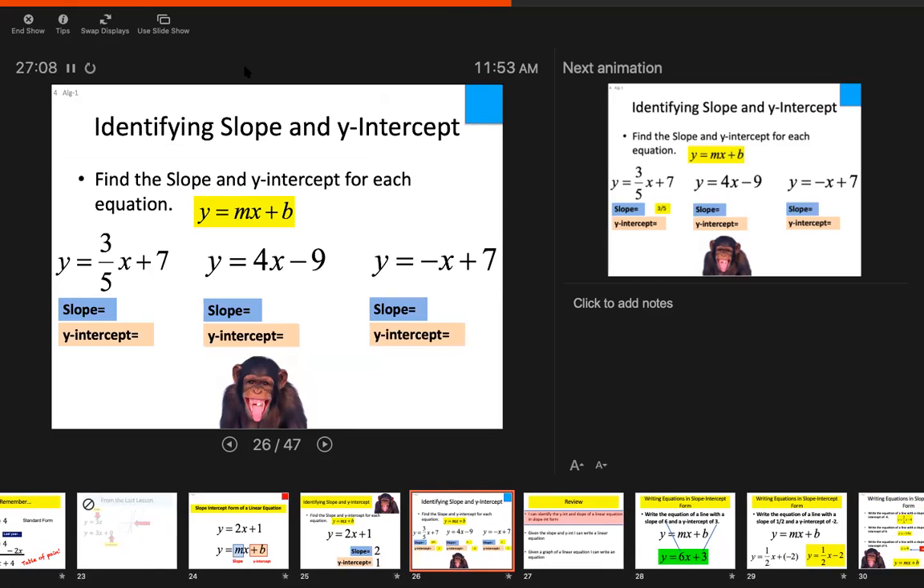Kaylee, box 4. Kaylee, what's the slope and the y-intercept? I'm not lying. That's it.